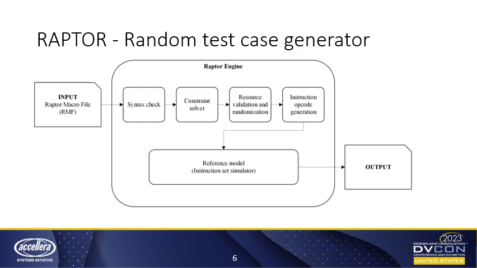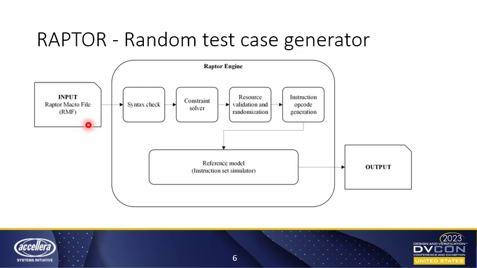Here is a diagram of Raptor test case generator. Raptor takes the macro file as the input. In this file, the user can write different types of biases and constraints to control how Raptor generates the random test case. Then the macro file is sent to the Raptor engine to go through the following process.